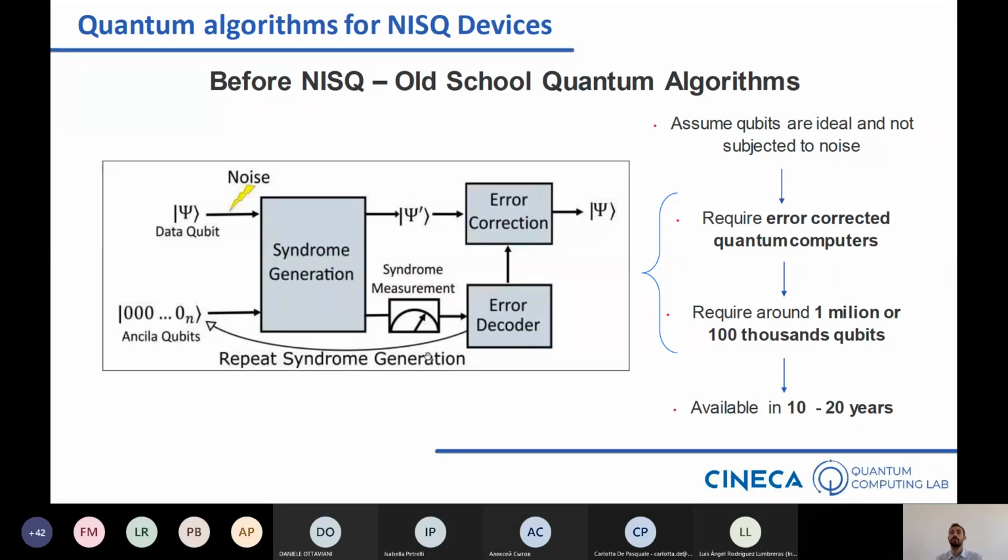So what you need actually is a large-scale quantum computer because of this redundancy, and because you need many ancillary qubits. And this kind of device is going to be available in 10 to 20 years. Nobody really knows when, okay?